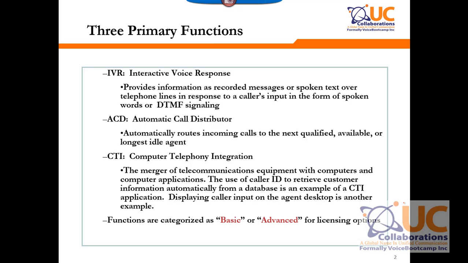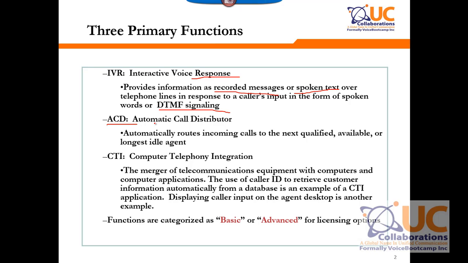The Contact Center Express is divided into three primary functions. It is designed to provide interactive voice response, IVR, which provides information such as recorded message, spoken text over telephone line in response to caller input, or using DTMF signaling. Then you have ACD, Automatic Call Distributor. When a call comes into a call center, Contact Center Express routes the call to the next available and qualified agent based on the availability.